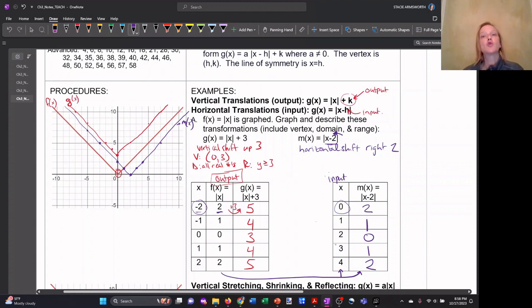How are we going to describe these transformations? Well, we can describe the vertex. The vertex is here at positive 2, 0. So 2, 0 is my vertex point. What's my domain? My domain for absolute value functions is pretty much always all real numbers. And then the range is going to be any value of y that is greater than or equal to 0.